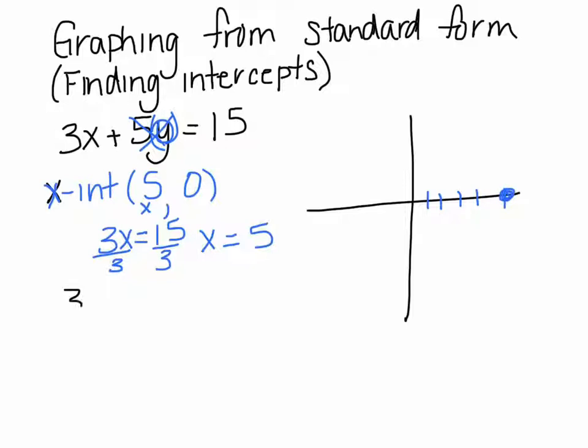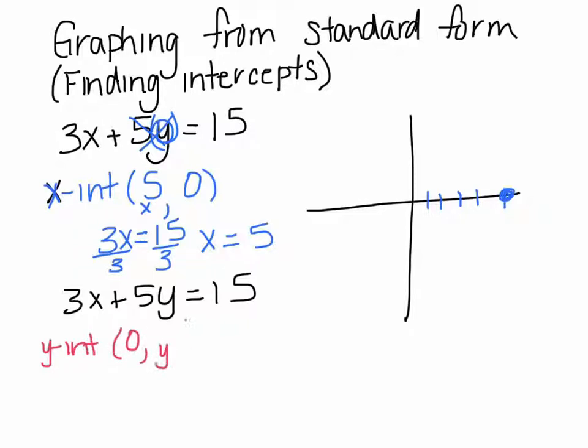Let's go back to the equation, 3x plus 5y equals 15, and now let's find the y-intercept. The y-intercept happens when you plug in a 0 for x and you want to find a number for y. So if I plug in a 0 right here, the x term cancels, and I'm left with 5y equals 15. When I solve, I get y equals 3. So the point (0, 3) is the y-intercept.